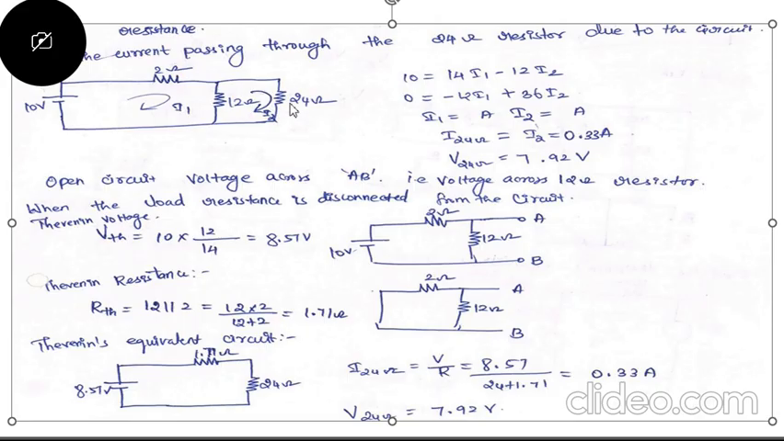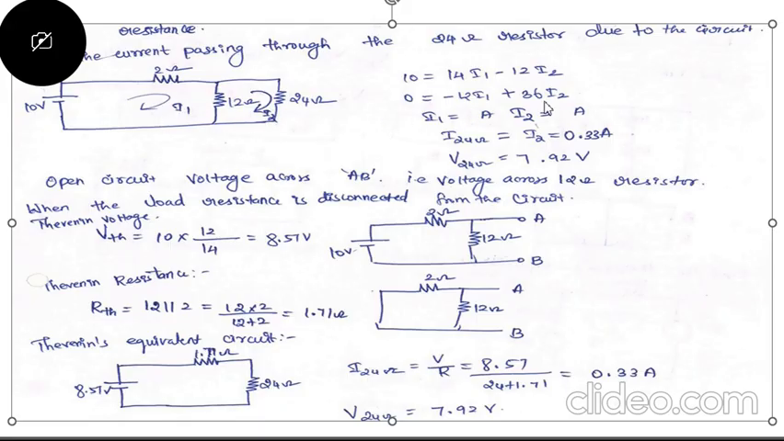This 24 ohm resistor is a load resistor because you need to find the current flowing through it. So you can remove this resistor now. The first step is to remove the resistor. But before that, we have to make sure that Thevenin's theorem is correct, so we can find the current flowing through this 24 ohm resistor by using mesh analysis.